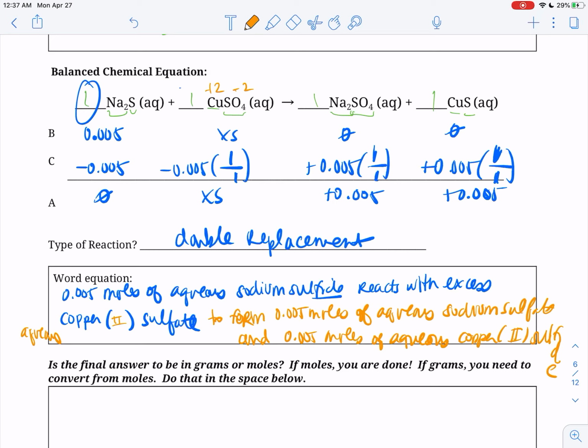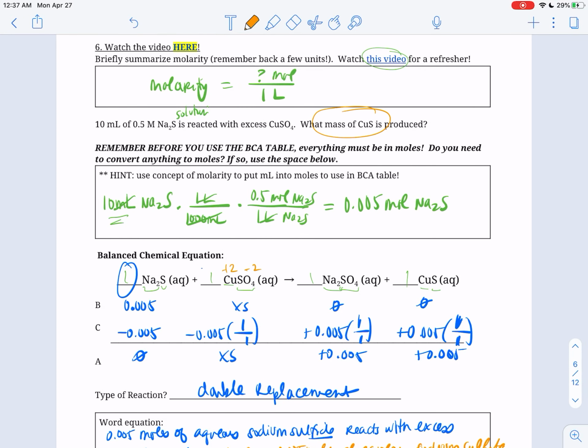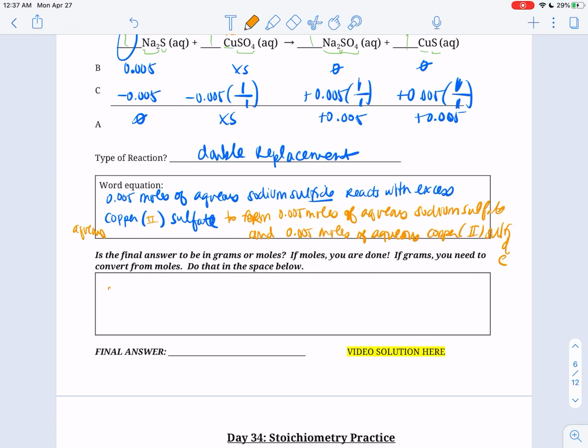Final answer in grams or moles? Let's see what I'm looking for. I was looking for the mass of copper sulfide, so I need to go ahead and convert that again. So 0.005 moles of copper sulfide, 1 mole of CuS, that should be easy enough. Let me find my periodic table.